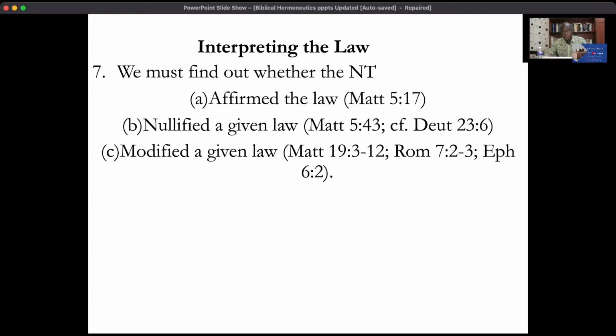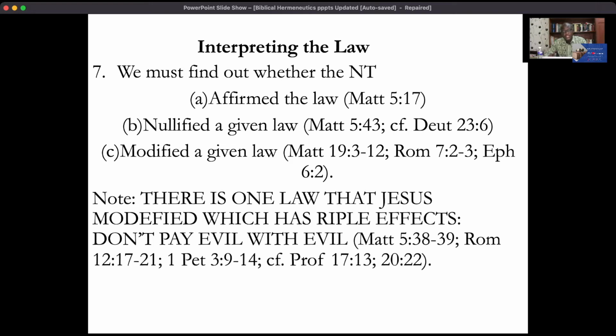Or the New Testament modifies a law. So on the law on divorce, this is what was said in the Old Testament, that you just prepare a certificate to divorce your wife. And Jesus says, no, you don't do that. According to Matthew, if you need to divorce your wife or your husband, the basis should be that your partner has committed adultery, fornication. And so that's how the law is modified in the New Testament. So you go by what has been stated or modified in the New Testament when it comes to divorce. Now, there's one law that Jesus modified which has ripple effects, and that is don't pay evil with evil. And it's very clear, and it summarizes how we relate to our neighbors.